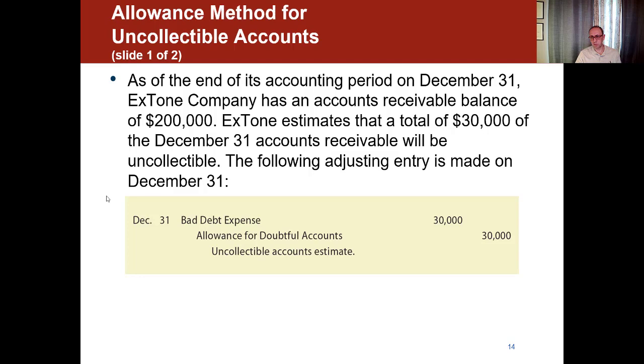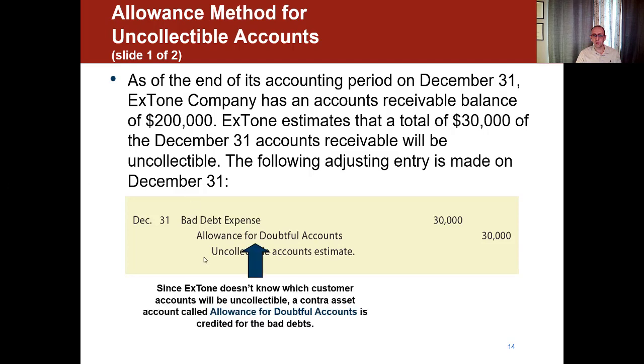And again, this is how it's recorded. Later on, when we know that there's an actual default, we're going to debit the allowance for doubtful accounts and credit the accounts receivable. And we'll see that in a future slide. So, since Xtone does not know which customer account will be uncollectible, a contra asset account called allowance for doubtful accounts is credited for the bad debt.